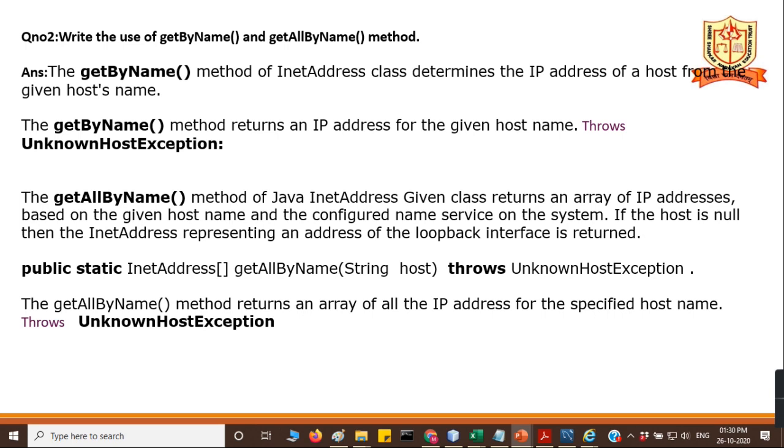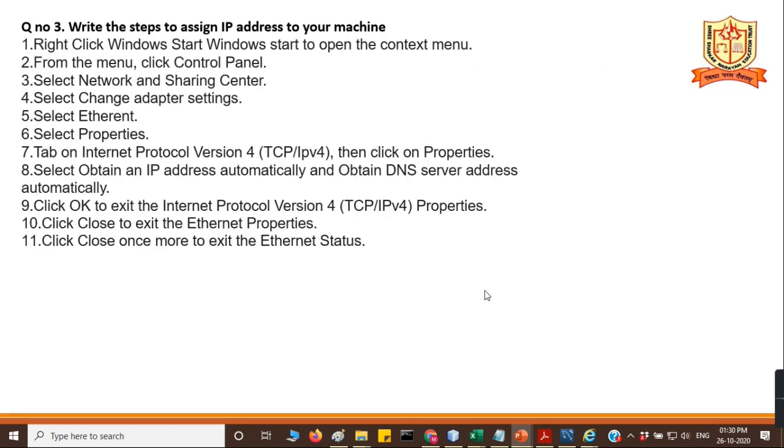And next, write the use of getByName and getAllByName methods. The getByName method of InetAddress class determines the IP address of the host name; it returns the IP address of the given host and throws UnknownHostException. The getAllByName method of the InetAddress class returns an array of IP addresses based on the given host name and the configured name services on the system. If the host is null, then the InetAddress representing the address of the loopback interface is returned. So it returns an array of IP addresses and throws UnknownHostException.